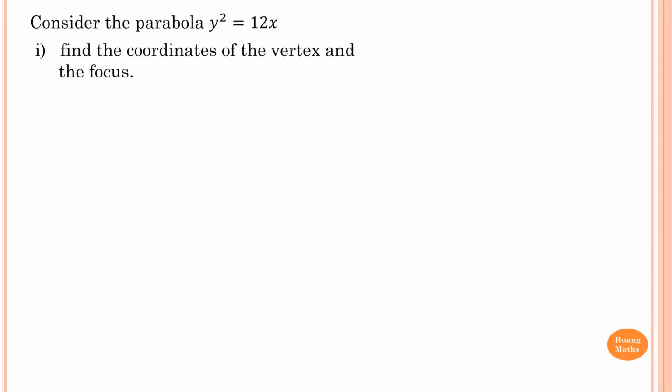Consider the parabola y squared equal to 12x. Find the coordinates of the vertex and the focus. So we know that y squared equal 12x. If you think about it, dividing both sides by 12, x is the same as 1/12 of y squared, if you like. I can just do a quick sketch here.